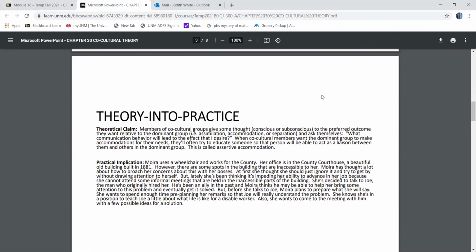The theory into practice just sort of reiterates that and gives some examples. It talks about how the $64,000 question, the important question that members of the marginalized group will ask themselves is, what communication behavior will lead to the effect that I desire?